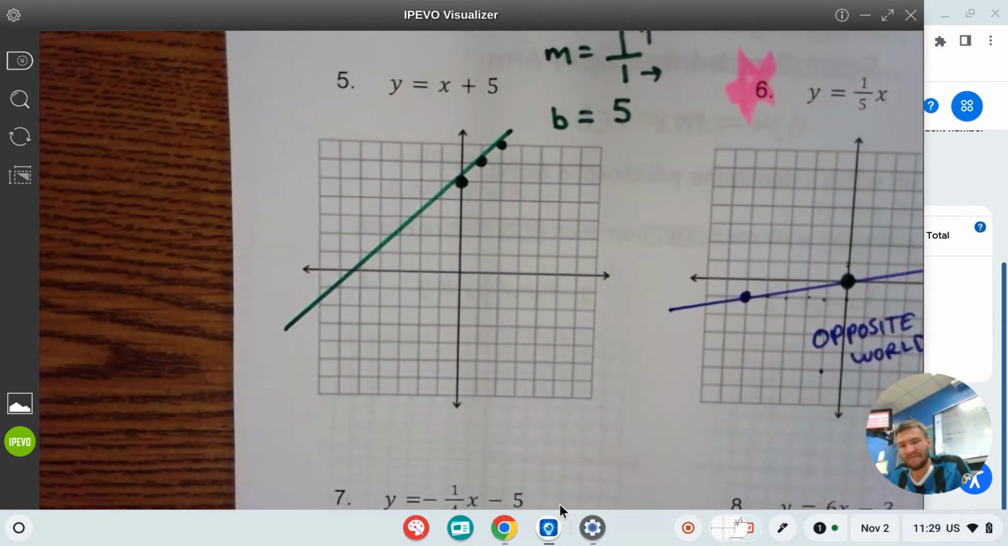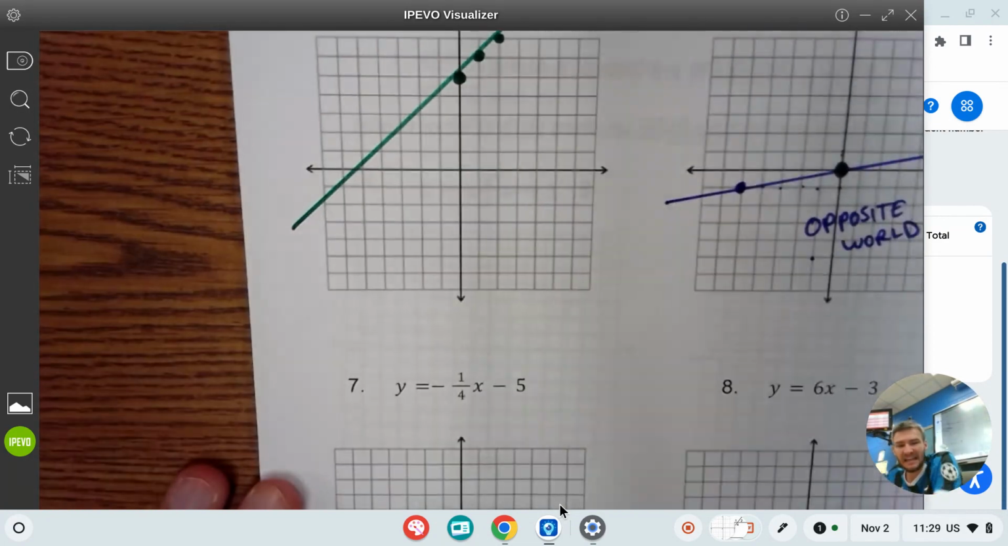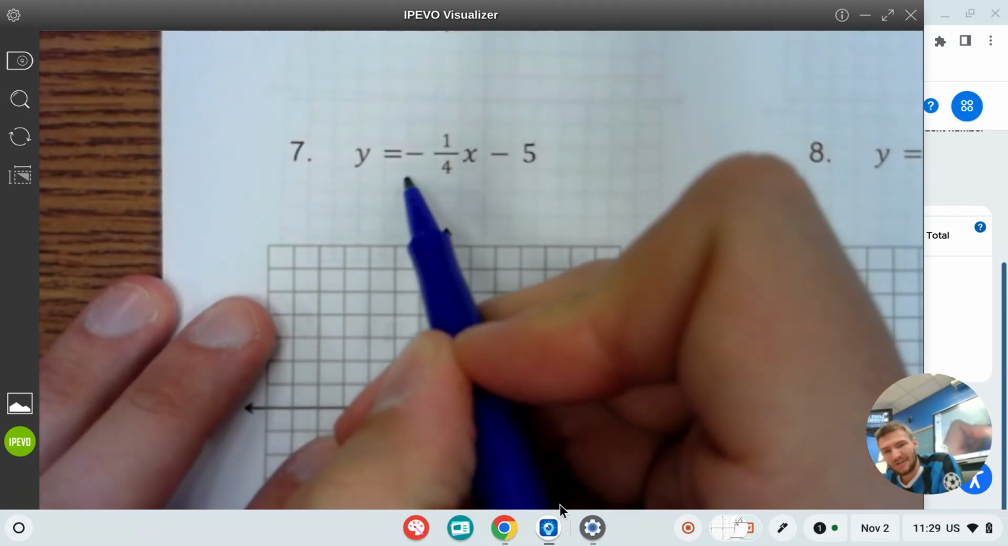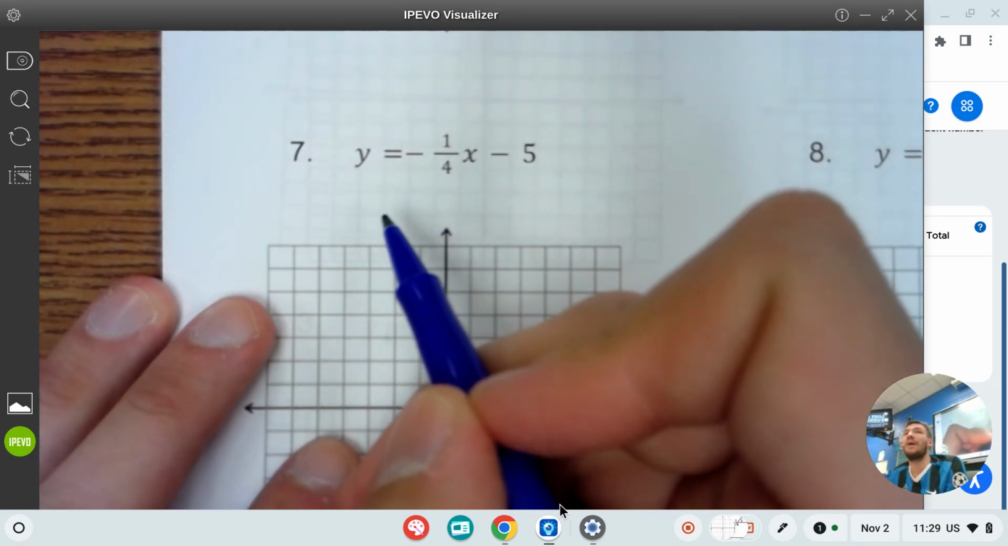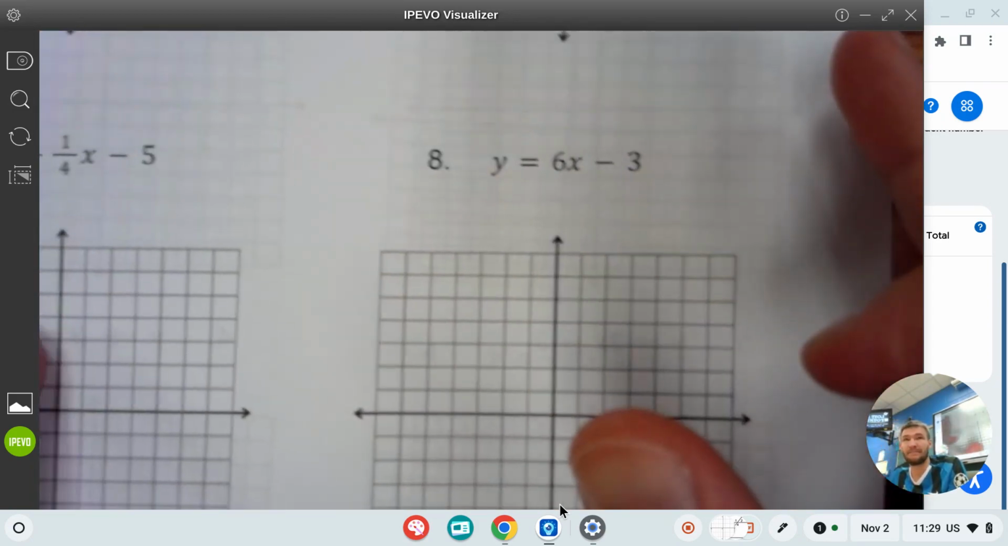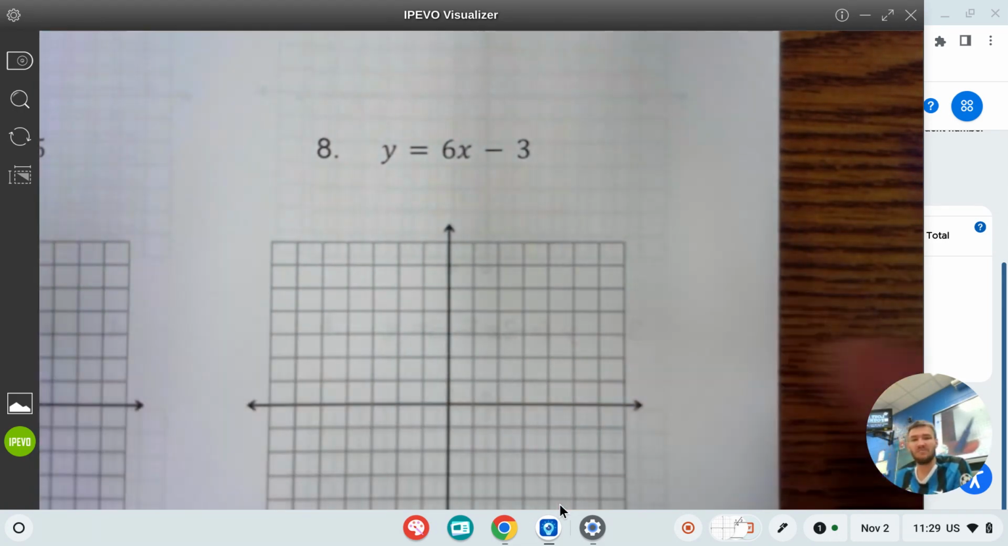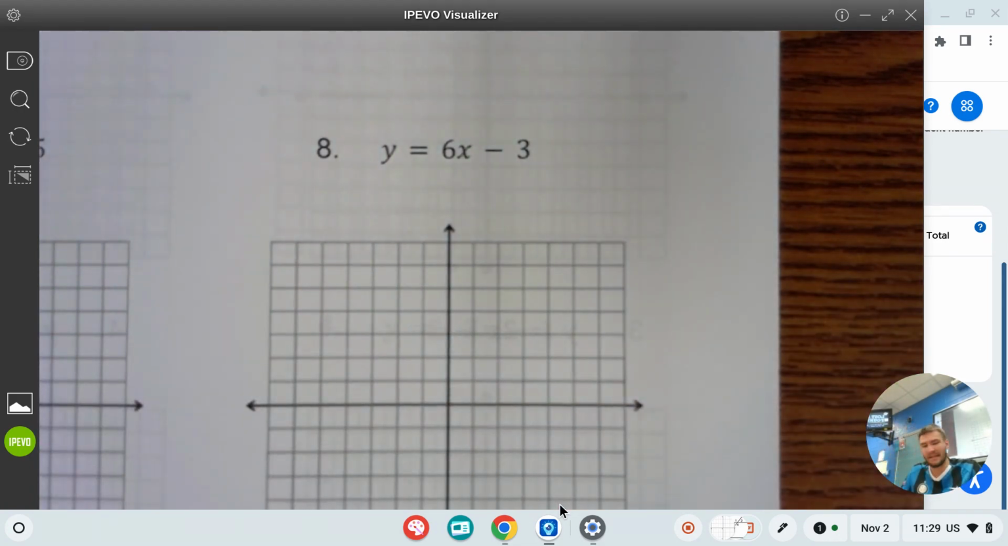For number 7, I don't see anything weird in this question. We know how to do the fractions. We know how to do negatives. Why are we throwing stuff, buddy? You are better than that. Number 8, we've got 6 and 3. No surprises. So I think we're done with the notes.